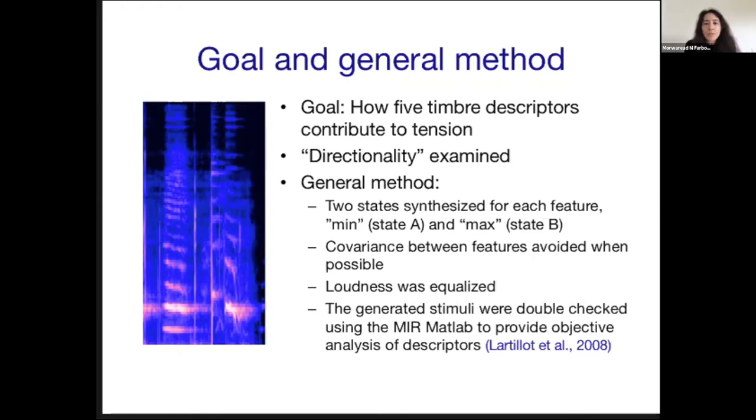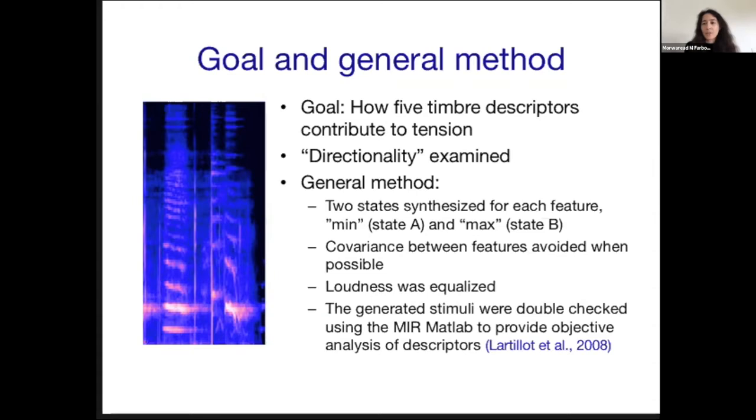For both of these experiments, 2 states were generated for each feature. One with a minimum of that particular attribute, which I call state A, and then state B, which had some maximum or significantly more of that particular attribute.